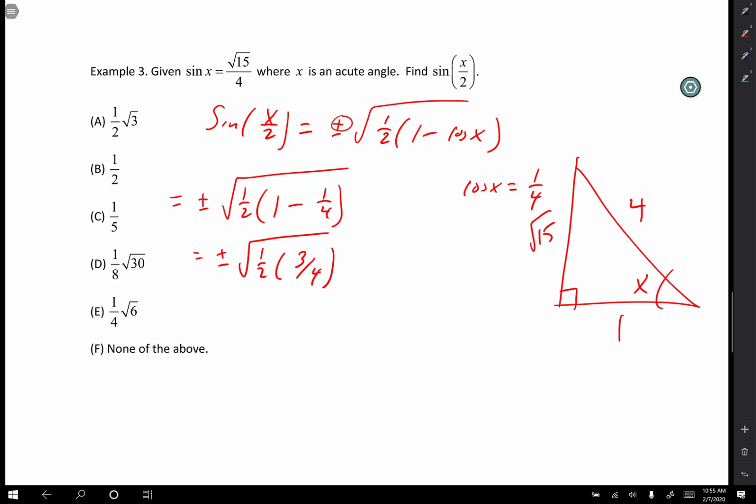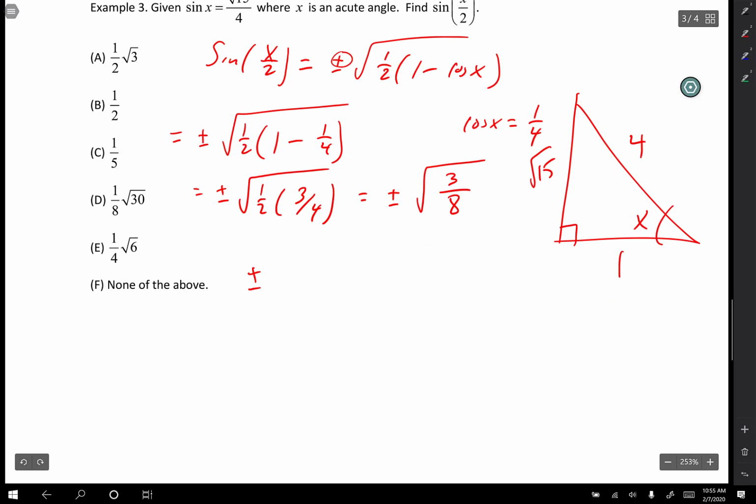Nothing cancels out, nothing reduces. I'm just going to multiply everything out. Plus minus square root of 1 times 3 is 3. 2 times 4 is 8. Plus minus square root of 3 over square root of 8. That reduces to square root of 3 over 2 square root of 2, because 8 is 4 times 2 and the square root of 4 is 2. Are we still okay? Yeah.